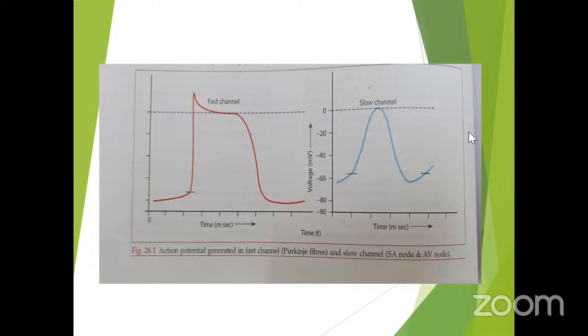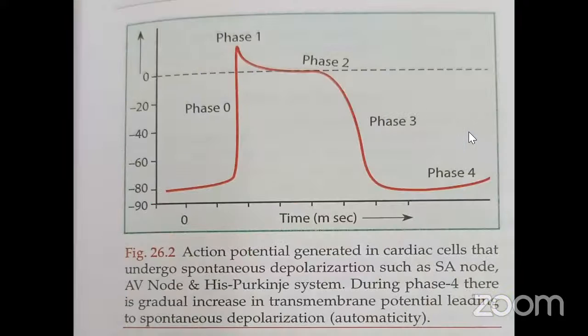Okay. Next, again, same thing I have depicted in a little nicer way. Phase 0, 1, 2, 3, 4. This is more important, mainly in the SA node, AV node, and His-Purkinje system. But in the atria, during phase 4, there is a gradual increase in the transmembrane potential. Again, spontaneous depolarization and automaticity occurs. So if this goes on as usual, then it will be a normal action potential. Suppose in phase 3 itself, again the repolarization starts, then there is generation of arrhythmias. Otherwise, if this completes, then there is no problem. But if it does not complete, it leads on to arrhythmias.